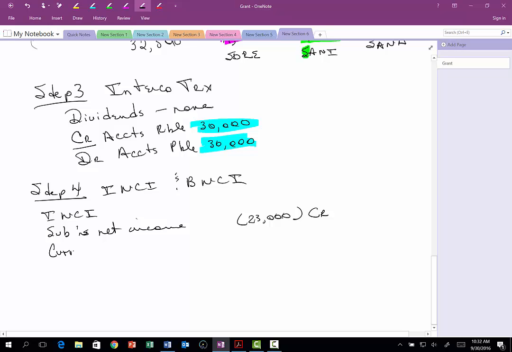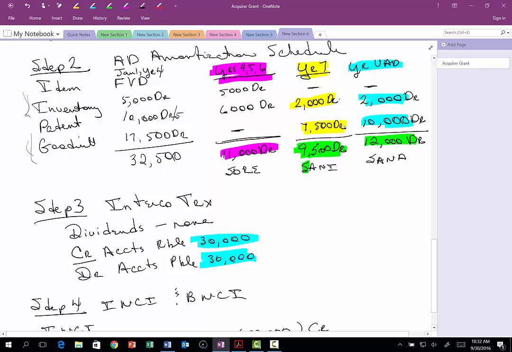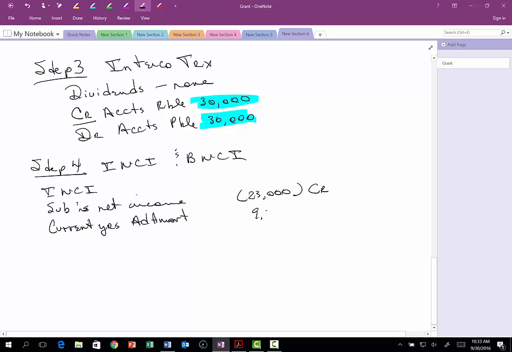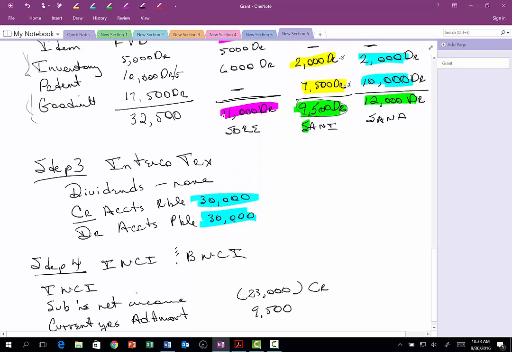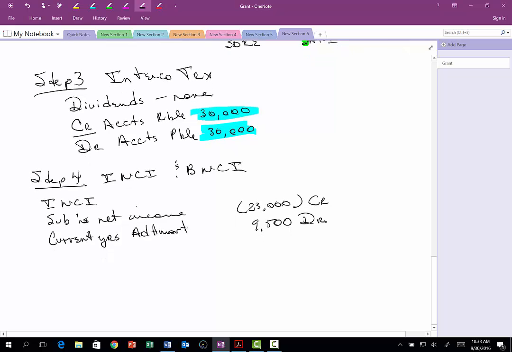So we're going to take current year's AD amortization. Keep in mind, we could actually put both of these adjustments through separately. The only reason we total it here and label it SANI is it just makes it easier than putting every adjustment through separately. So, current year's amortization of the AD was $9,500 debit. This gives me the sub's adjusted net income, which I explained in class is really the sub's net income with adjustments to it. Pretty straightforward. Sub's adjusted net income is $13,500.